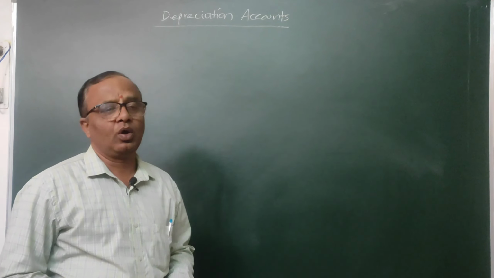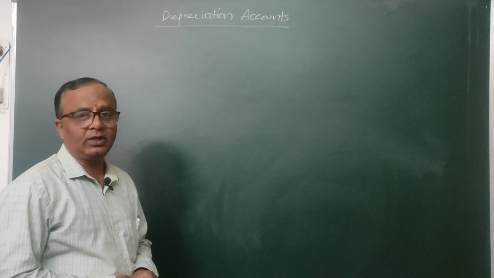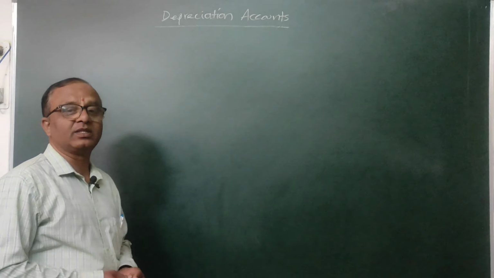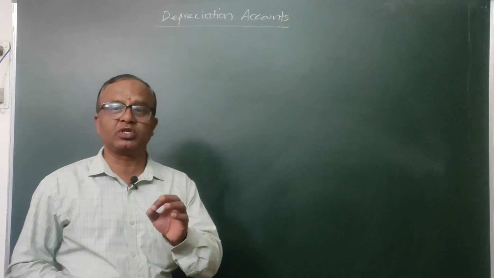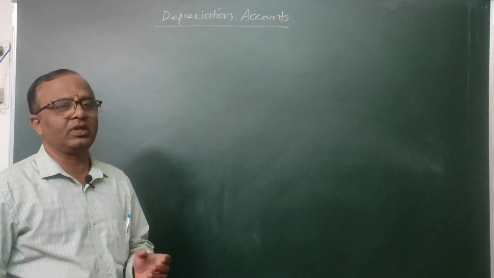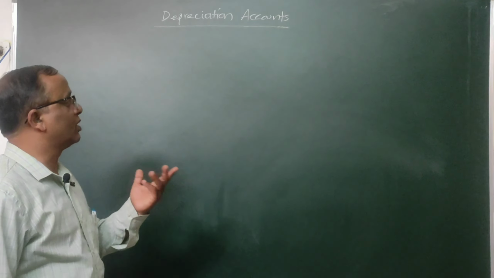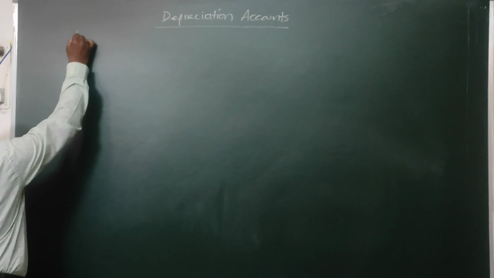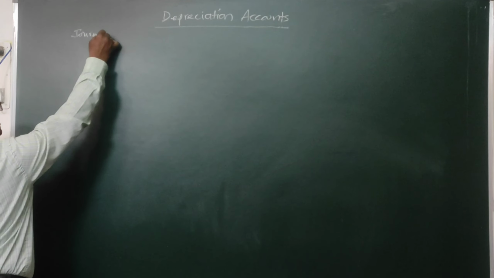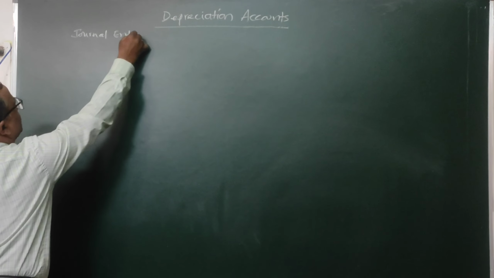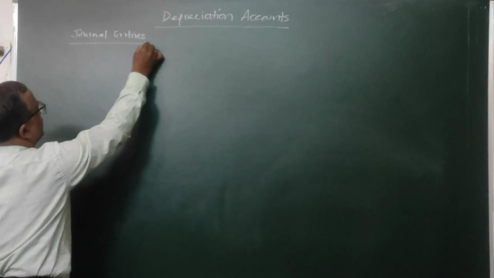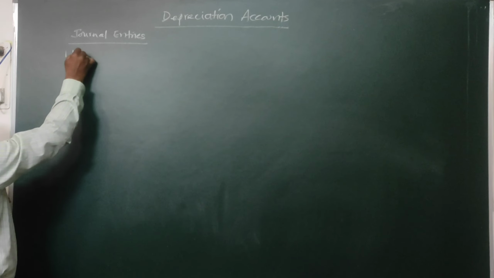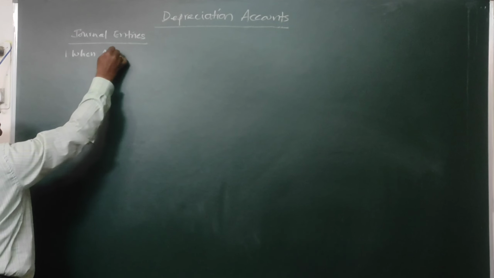Let's see in this class. So first, let's discuss the journal entries which are associated with the depreciation chapter. Normally, the entries we are associated with depreciation are something like this. The first one, these are journal entries. So first one, when an asset is purchased.